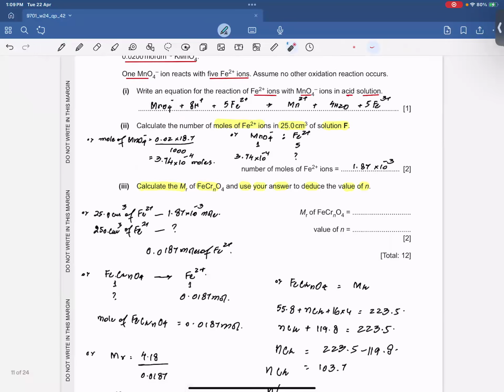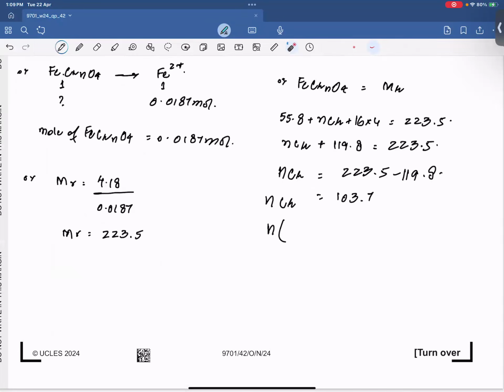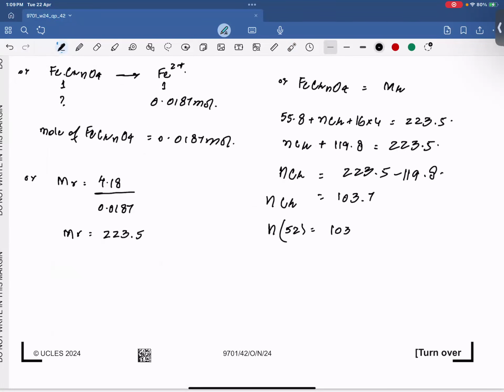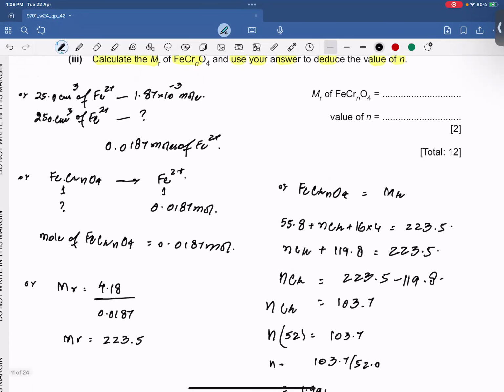$52 equals 103.7. So in order to get the value of N, I need to divide this by 52.0. So the value of N is basically 1.99. So rounded off, this value will become 2.